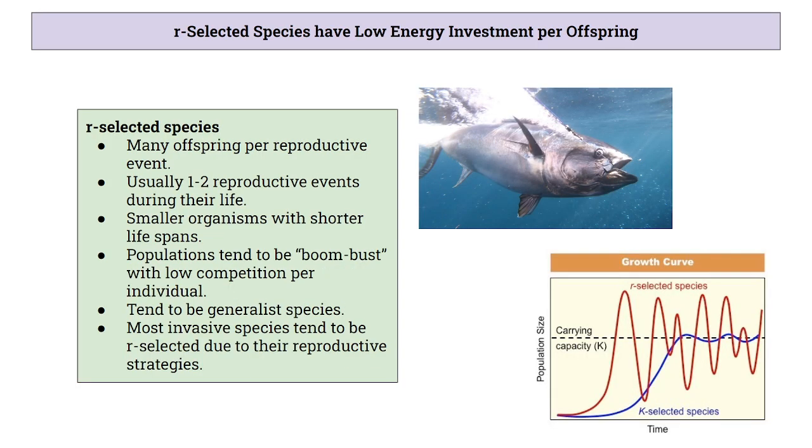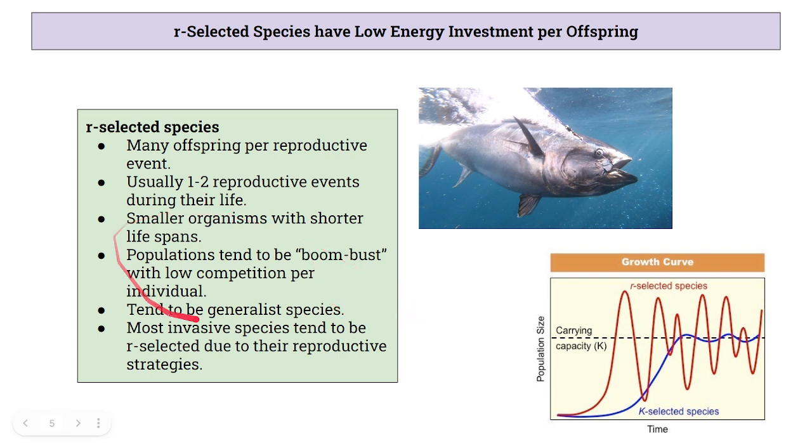R-selected are pretty much going to be exactly the opposite. R-selected have many offspring per reproductive event, and usually only have 1 to 2 reproductive events during their lifetime. Fish and insects are good examples of this. They have a lot of eggs, a ton of offspring is born, and so smaller organisms, typically with shorter lifespans. Again, they don't have that time to really develop a lot of biomass and grow. So they're typically small organisms. They live for a few years and then die.